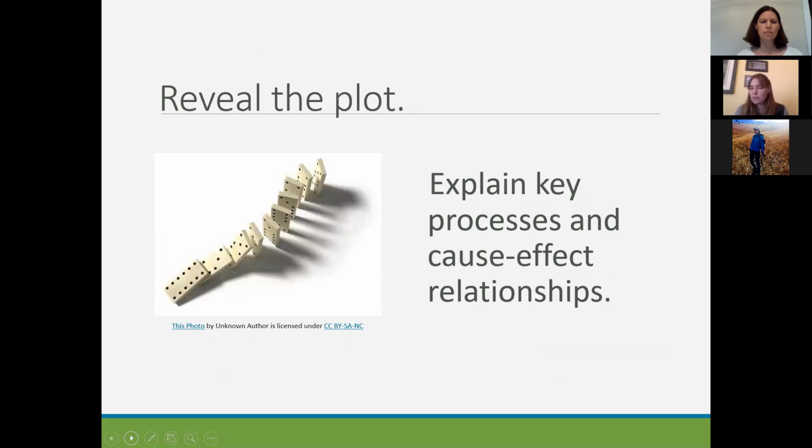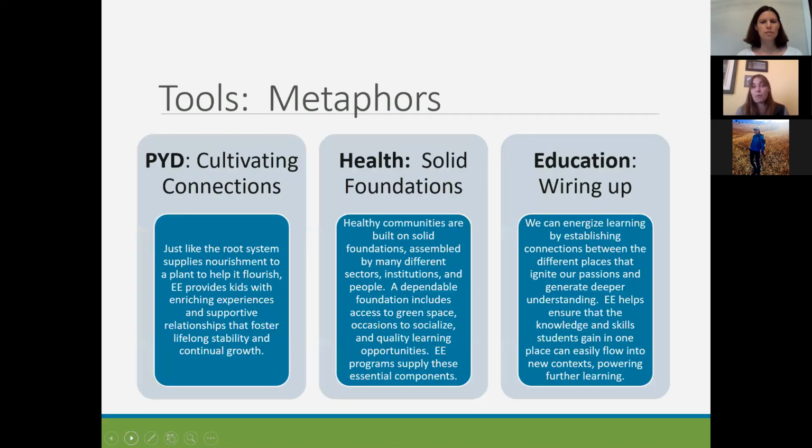The next recommendation gets back to that second step: explain key processes and cause and effect relationships. And they gave us 3 metaphors that would be helpful in helping to do that. One is cultivating connections. This is one we probably already use without even knowing it, and comparing what we're doing to growth and nourishment, and using a lot of cultivation terms to really help people see how this is supporting lifelong growth in folks. And so thinking about how to really build in those words, particularly when we're talking about positive youth development and education, this is a very helpful metaphor.